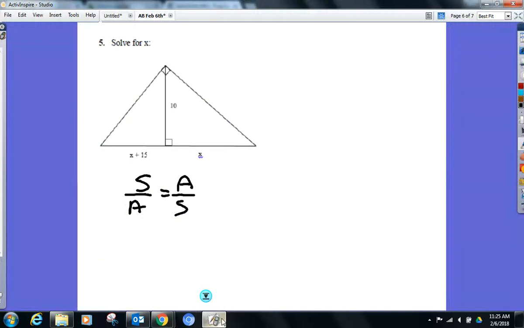10. Or no, never mind, I flipped them. X plus 15. You could do that. You could do 10 over x plus 15 equals x over 10. It's still the same proportion, but x plus 15 over 10 equals x over 10. Or no, 10 over x.